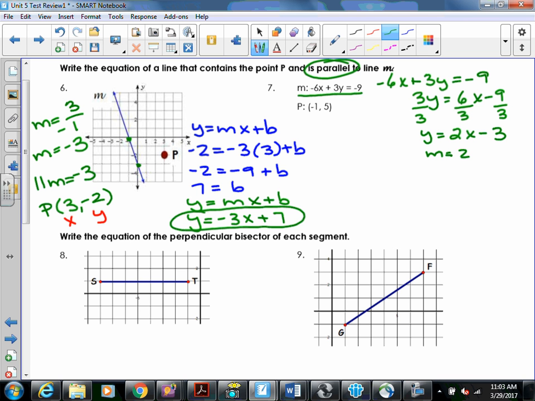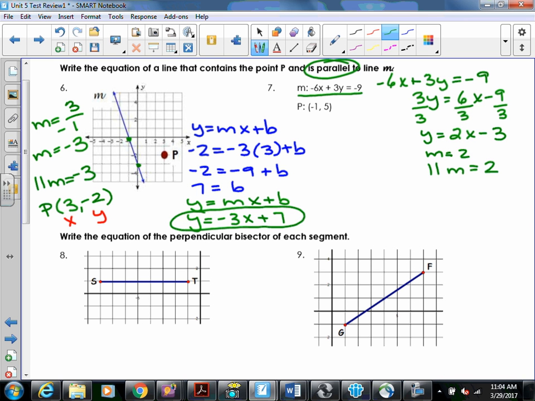So that means a line parallel to that is going to have what kind of slope? It's going to have a slope of 2 as well. So parallel lines are also going to have a slope of 2. Now, we've got our slope that we're going to use. Slope will be 2. The point we're going through is negative 1, 5.